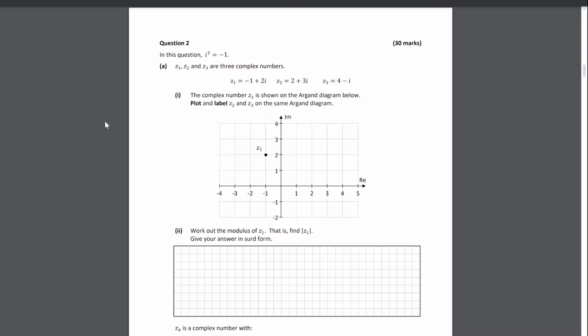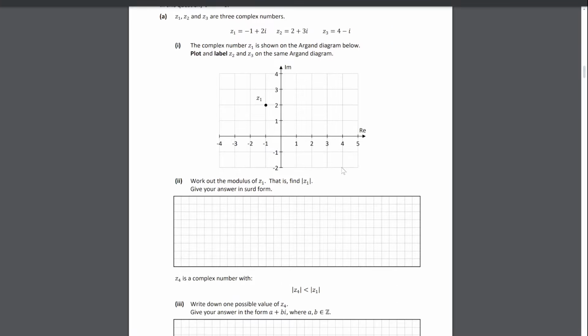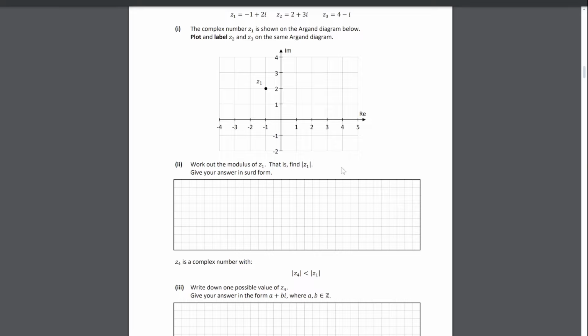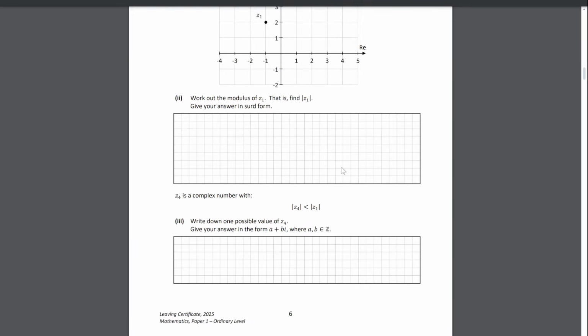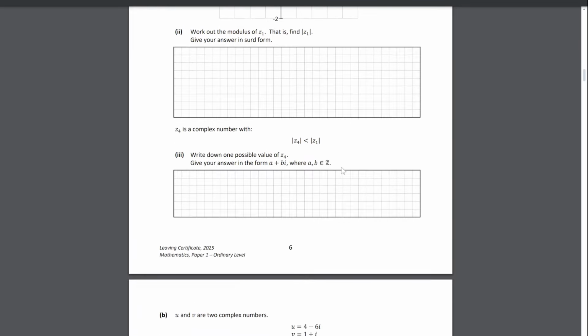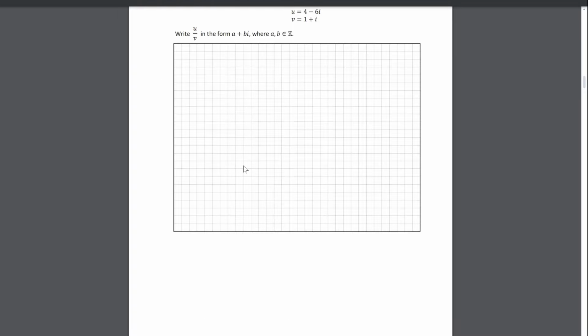Now, in the second question, complex numbers as always, fairly okay. The complex numbers question asks for the modulus, comparing moduli, and then writing a complex number as a fraction and then seeing what that's equivalent to. So again, pretty bog standard.